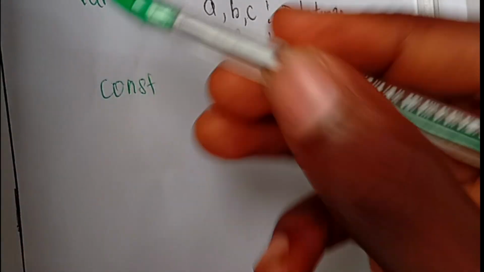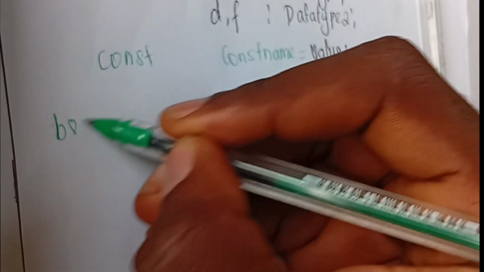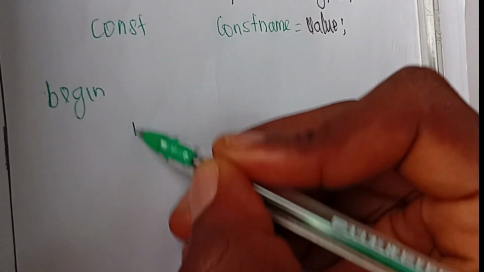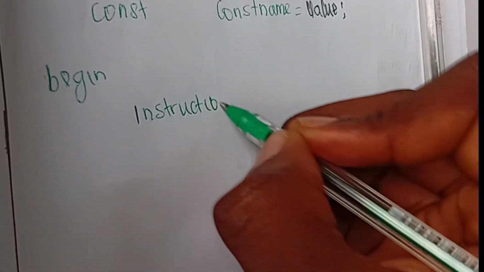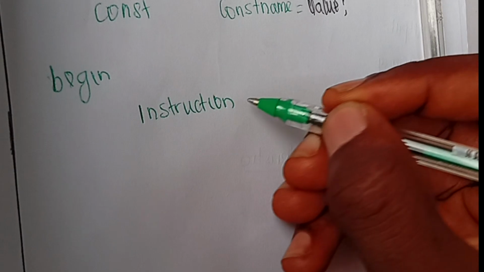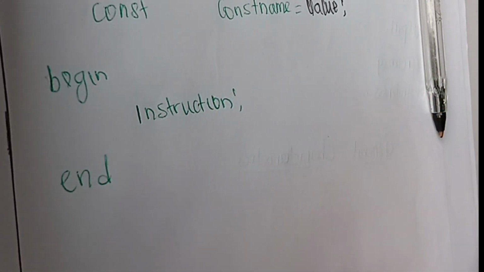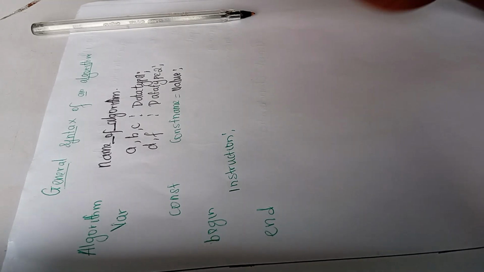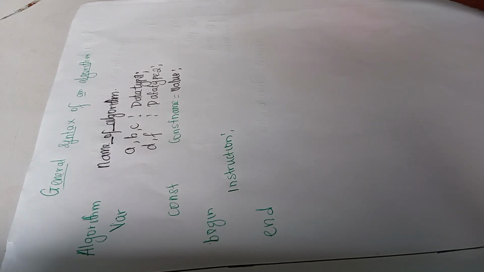Now from that we go to the body of our algorithm. Begin. This marks the body of our algorithm. Now we have the set of instructions we want our algorithm to execute, and after those instructions you have the end of your algorithm. Since I'm going to be teaching you guys just the basics of an algorithm, I won't be going into other complex structures that concern algorithms, but just beginner level.